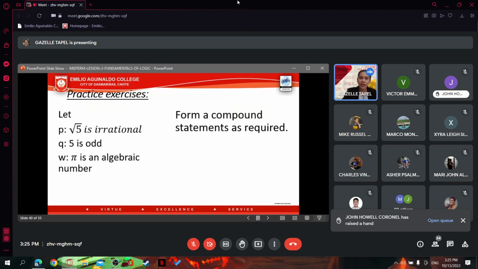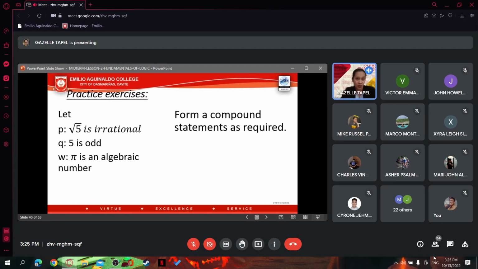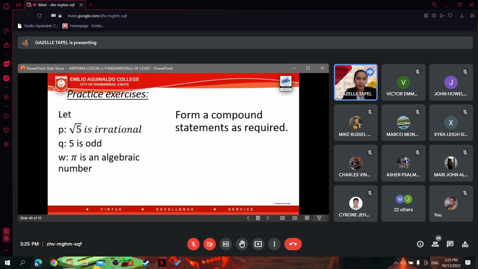Okay, let us proceed. Let's do this practice exercises orally. Let P be the proposition that square root of 5 is irrational. And let Q be the proposition that 5 is odd. Let W be the proposition that pi is an algebraic number. So yun yung given ko, no? Tatlong proposition. P, Q, and W. Form a compound statement as required.